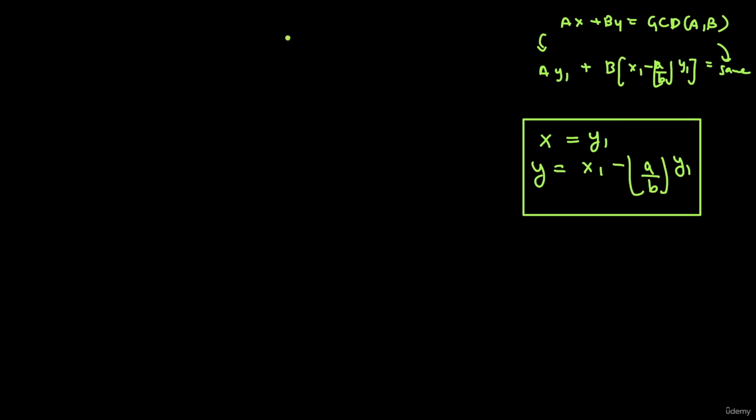So let us take an equation. Let me use a different color. Let's say a is 18 and b is 30, that is given to us. So this automatically forms the equation ax plus by equals gcd of a, b. So we can say 18x plus 30y is equal to gcd of 18 and 30.